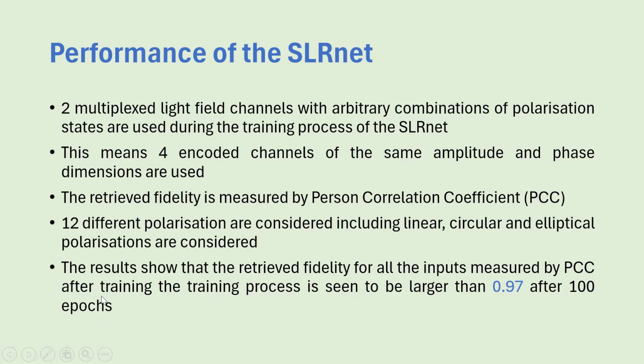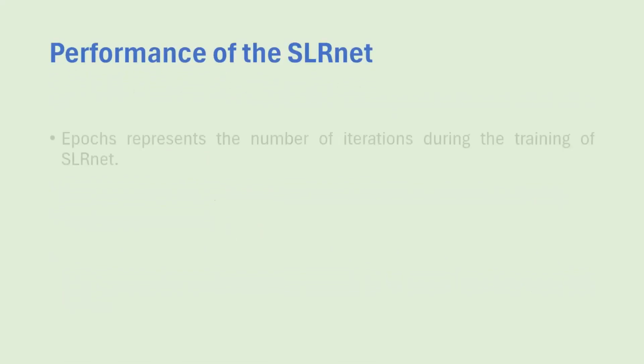100 epochs, those are different iterations of the SLNet. You get the output. If the output is not sufficient, is not generating correct results, again, you feed it back into the what? Into the neural network. Like that, 100 times, until you get an accuracy of a higher value.